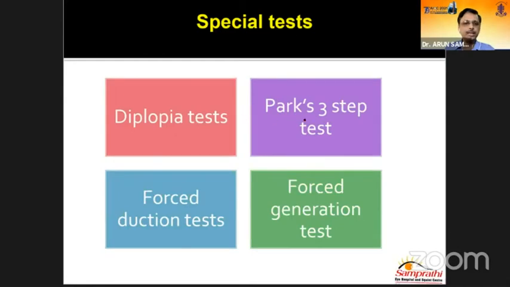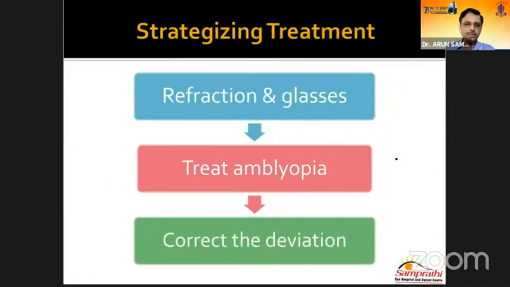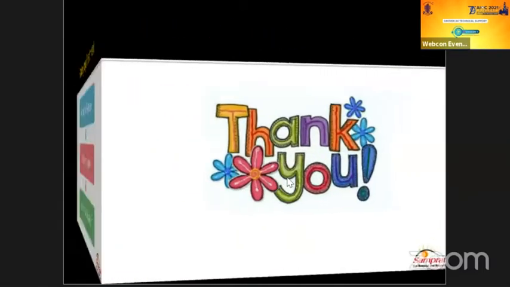So once you have all these tests, you will come to the diagnosis, and in some cases you may require a special test like the diplopia test or the Park 3 steps test or the post-duction test. And cycloplegic refraction and fundus examination is the most critical part, which should never be missed in any case of strabismus. Coming to the treatment, the first step will be to do a proper cycloplegic refraction, give the glasses. Next, you treat the amblyopia, and then finally correct the deviation.